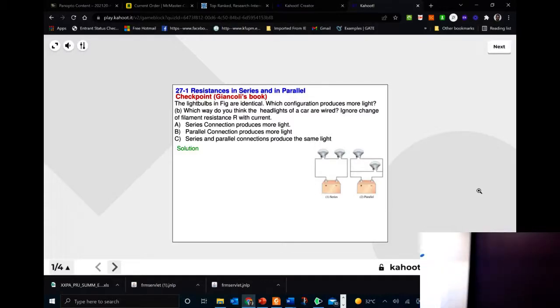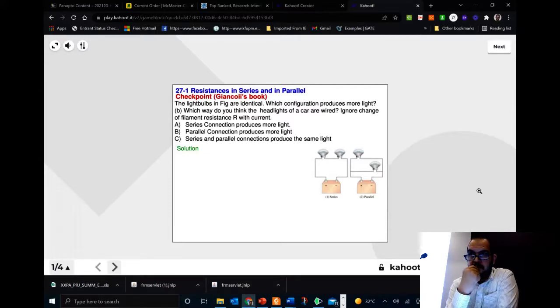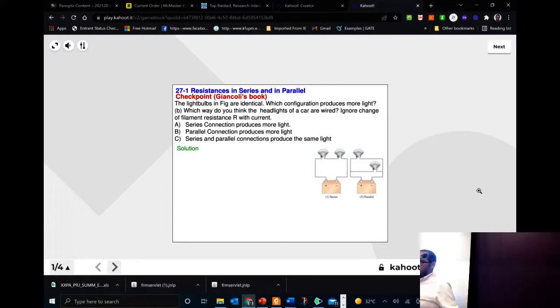Obviously the batteries are the same, so delta V is the same. Resistances are the same, R and R, R and R. Which one will produce more light? This is one of the questions you cannot just reason about; you have to write things down. Assume the same resistance and the same potential delta V, the battery gives the same voltage. Which one gives more or brighter light?